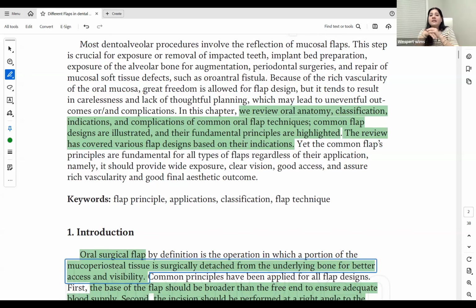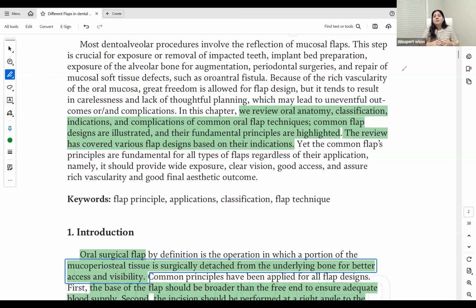So in today's class, I will be talking about mostly the kind of flaps and techniques that are important in your third molar surgery, then your impacted canines, how to expose them when you are doing orthodontic traction, and your basic periodontal surgeries. So these are the three targets that I intend to cover in today's class.